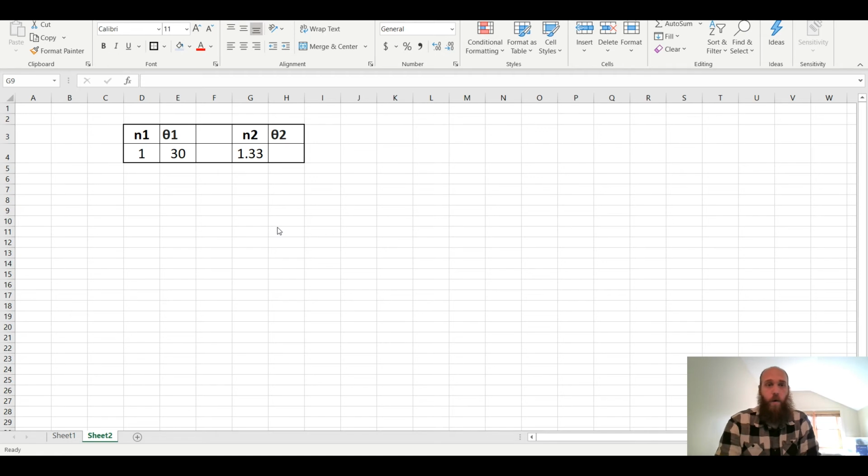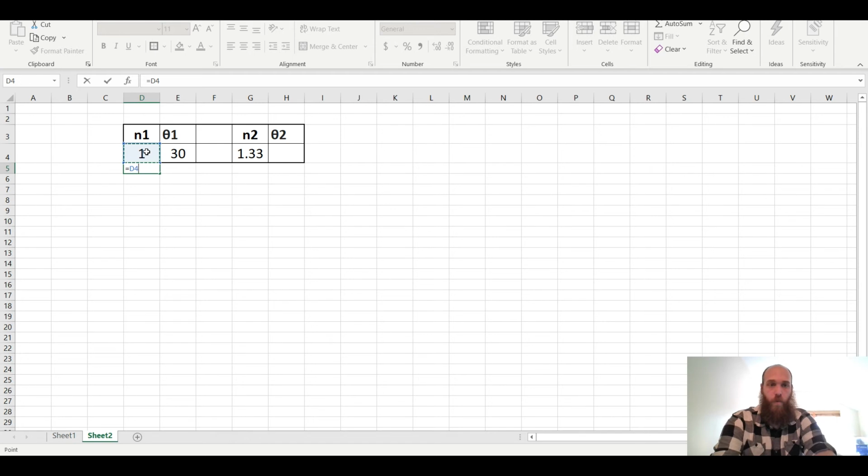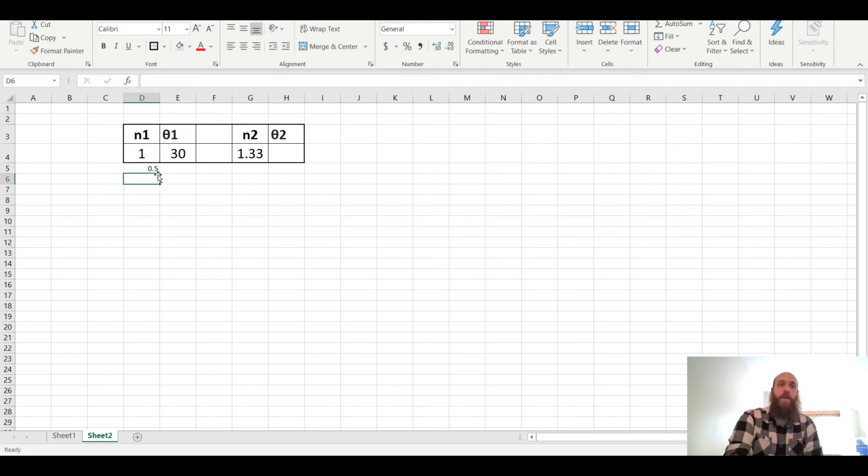So what I'm going to do to find theta 2 is I'm first of all going to calculate what n1 times sine theta 1 is. And I'm going to have to work in radians just because Excel does, but that's perfectly fine for you with your calculator. There's no reason why you couldn't just plug in degrees. So this is what I'm getting on this side.